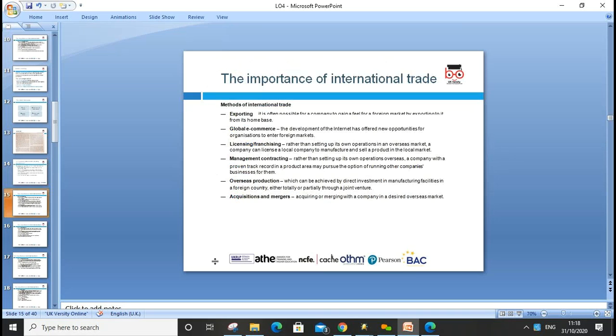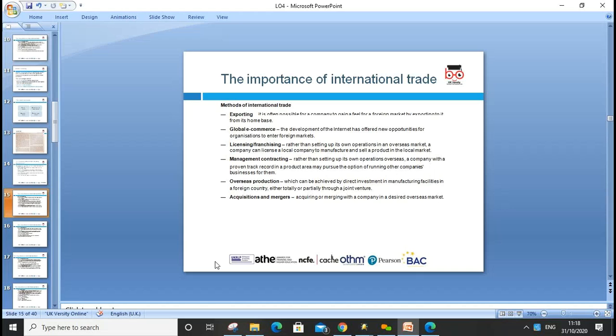Legal: countries vary widely in their legal regimes. Yes, different laws, so we need to look at that. Okay, then we have international trade. If you want to do international trade, you can go through export, you can do global e-commerce, selling things online, or you give a license to other companies to produce on your behalf, or you can set up a franchise business. Management contract: you can give the contract to other companies in other parts of the world.